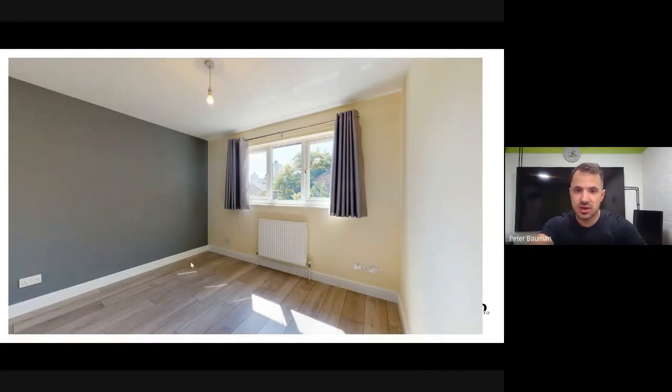So on the other side now, here we have this wall as well, which is this extra space.